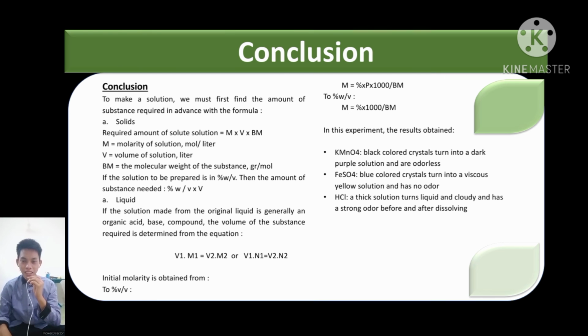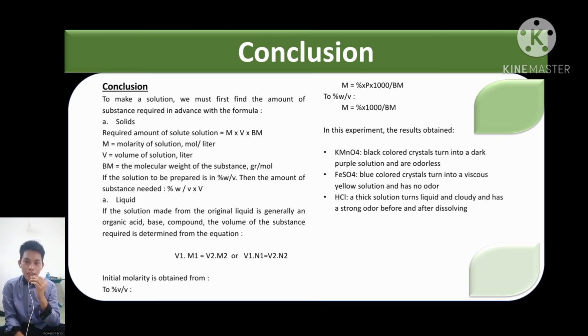Initial molarity is obtained from: for percent volume divided by volume, M equals percent multiplied by density multiplied by 1000 divided by Mr. For percent weight divided by volume, M equals percent multiplied by 1000 divided by Mr.